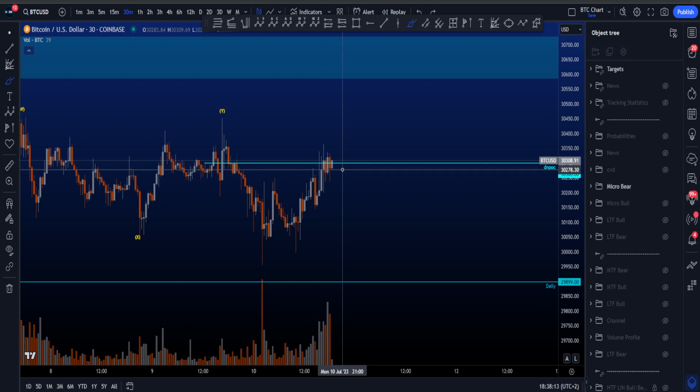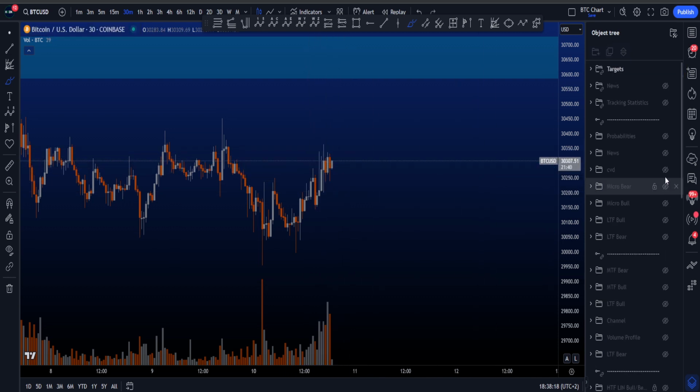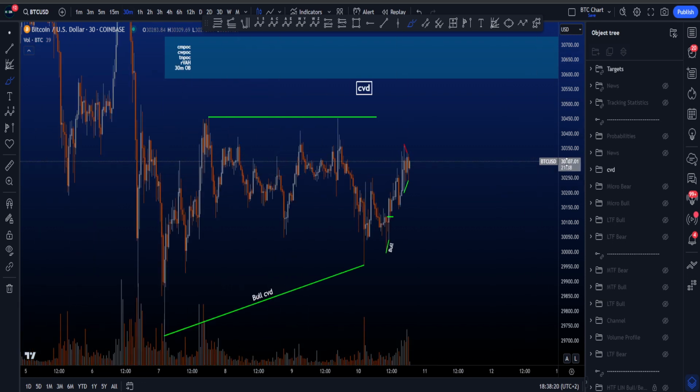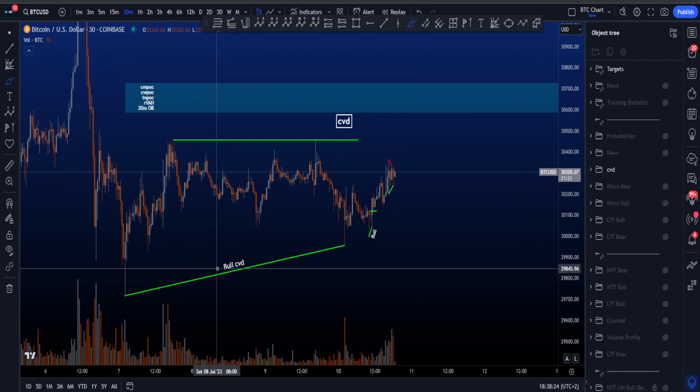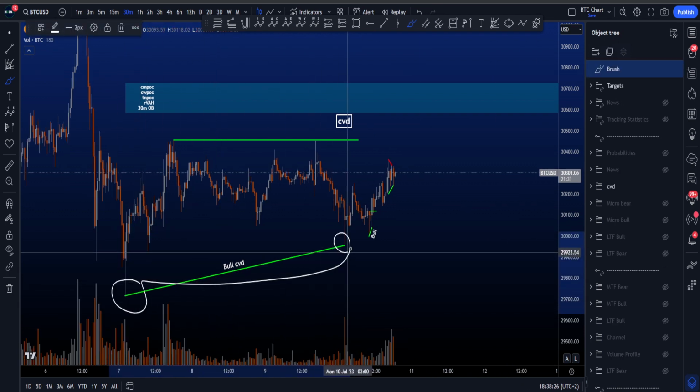And in order to actually show you what price has done, I always like to look at the CVD divergences. And if we look at the CVD divergences, before I zoom in very, very locally, I want to talk about the bullish CVD divergences that we still have over here.